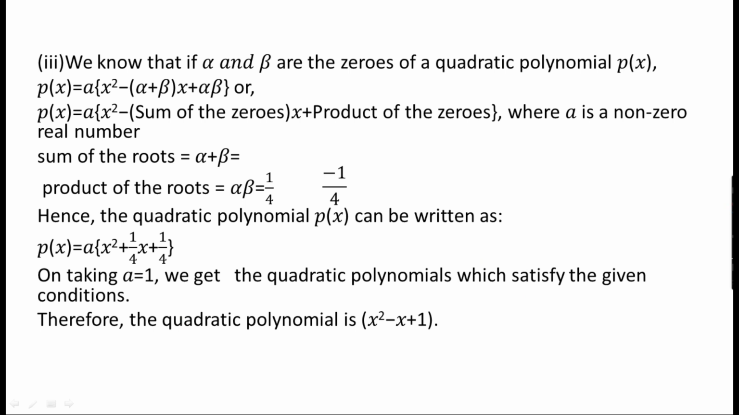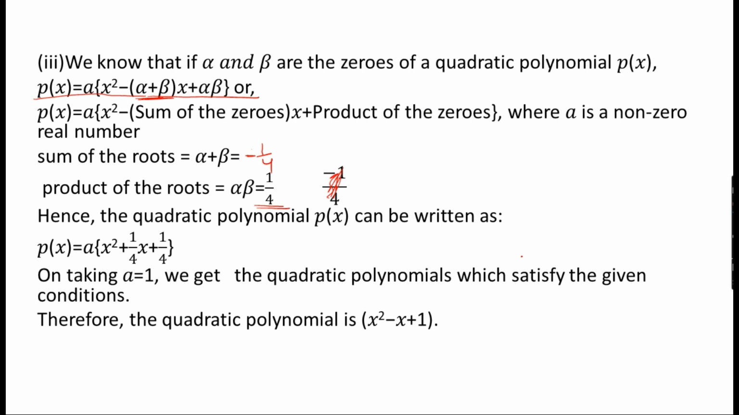Let us come to the next question. We know that alpha and beta are the roots of the quadratic polynomial P of x. Let us take a quadratic polynomial P of x equals a times x square minus (alpha plus beta) x plus alpha beta. Here alpha plus beta is nothing but the sum of zeros, which is equal to minus 1 by 4, and alpha beta, the product of the roots, is 1 by 4.